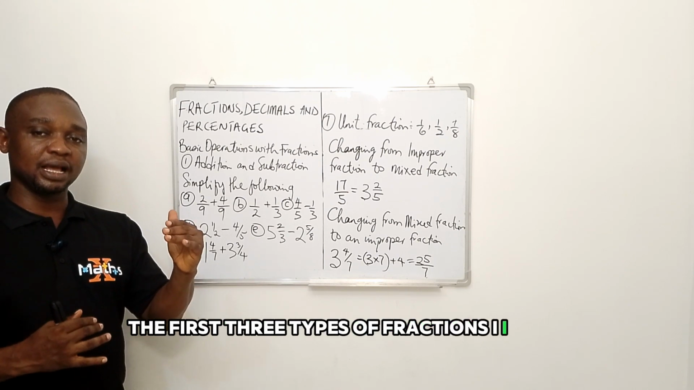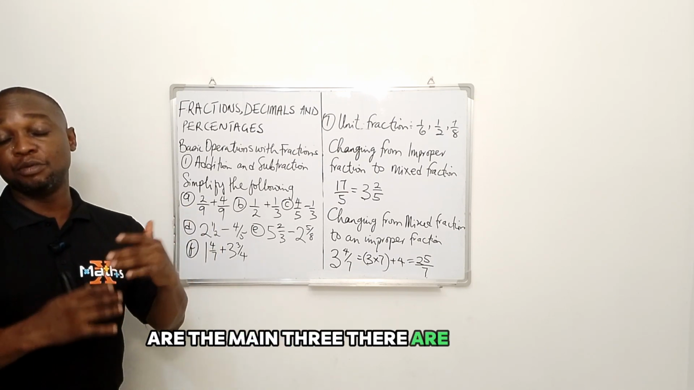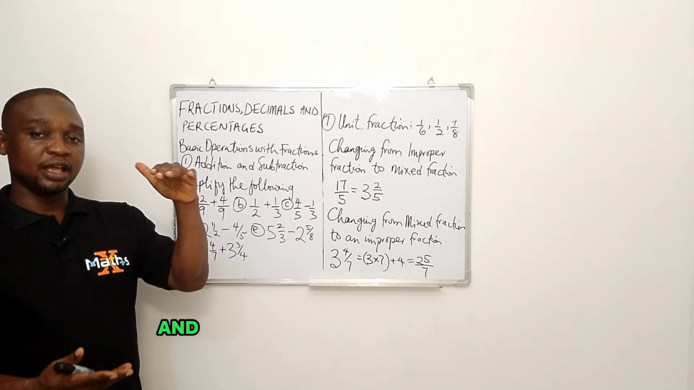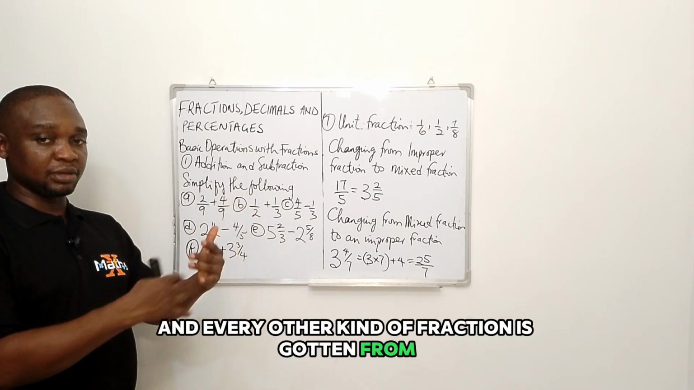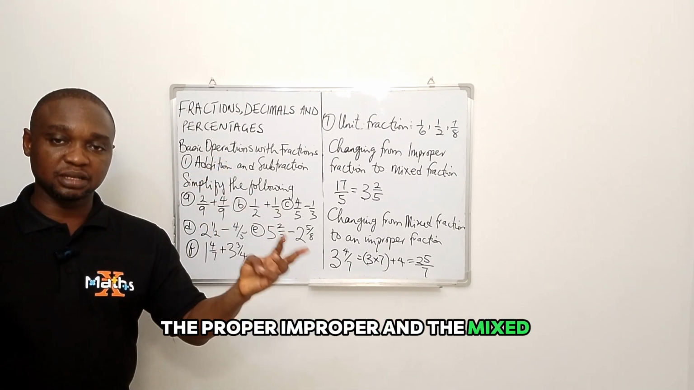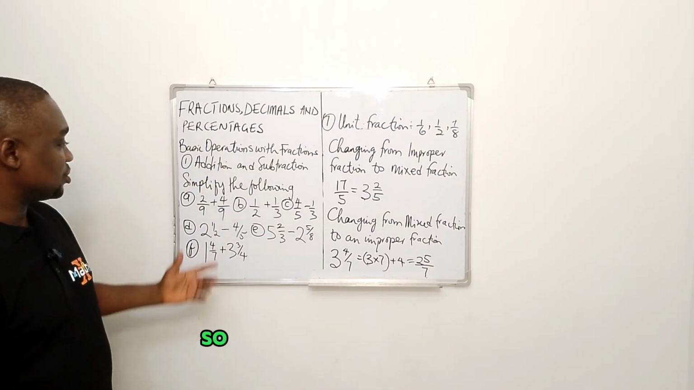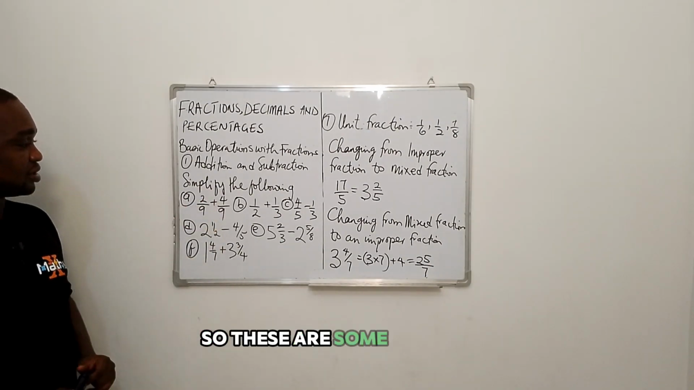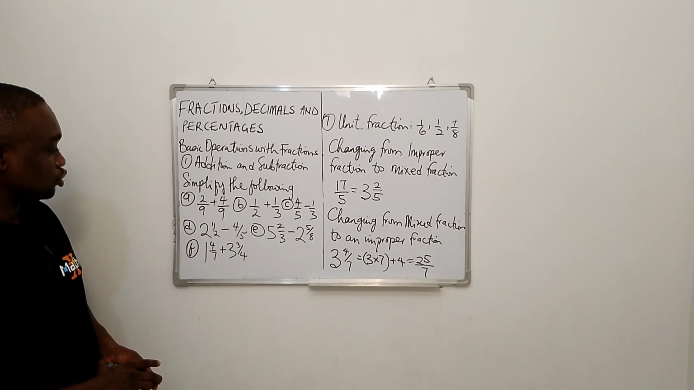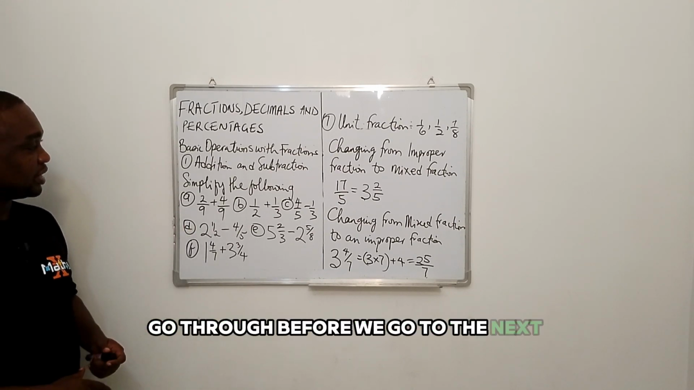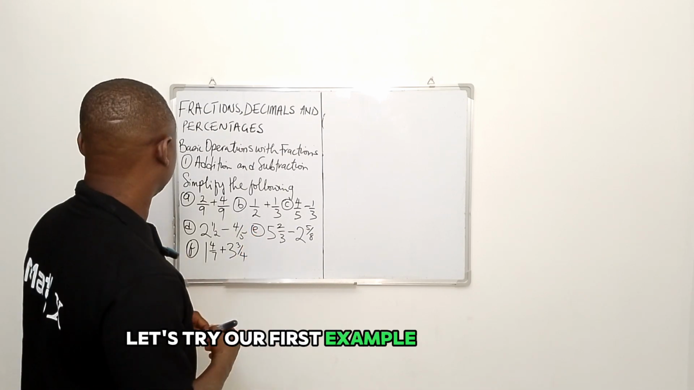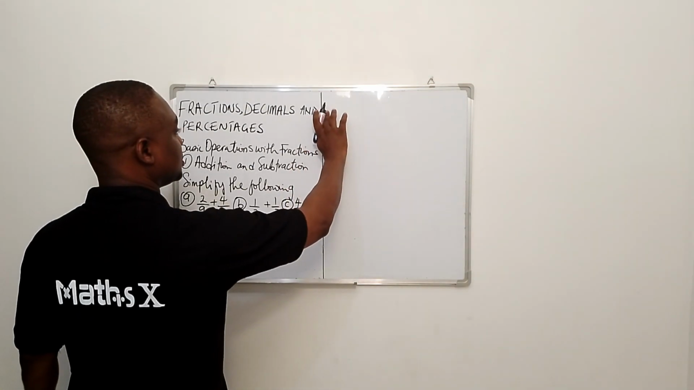So that's what we are going to do, because like I told you earlier, the first 3 types of fractions I gave you are the mainstay. Most people will tell you that they know about only 3 kinds of fractions, and every other kind of fraction is gotten from the main 3, which is the proper, improper, and the mixed fractions. Okay, so these are some simple examples that we just want to go through before we go to the next operation. Let's try our first example, the A part.